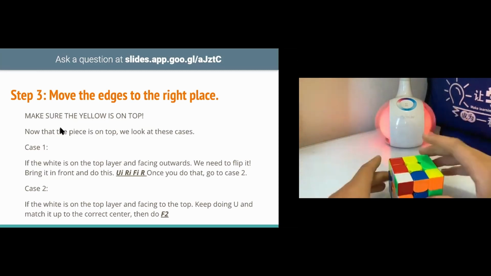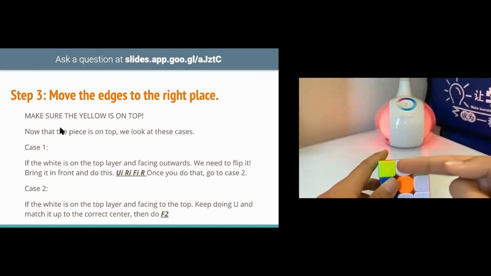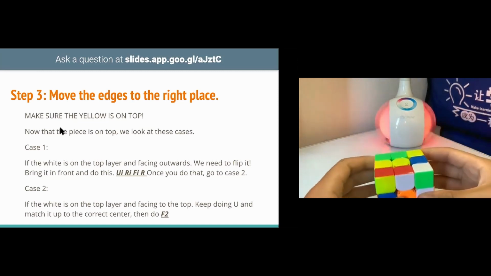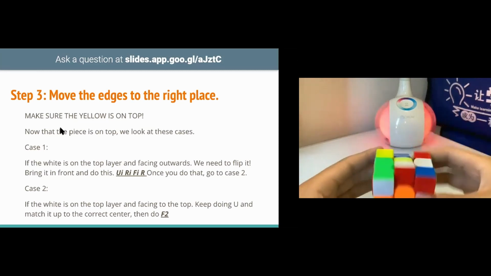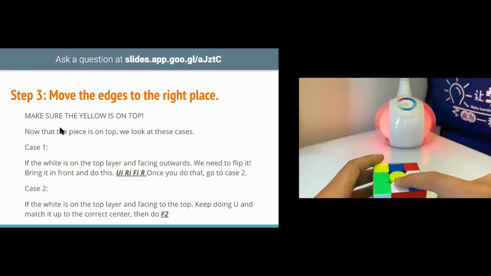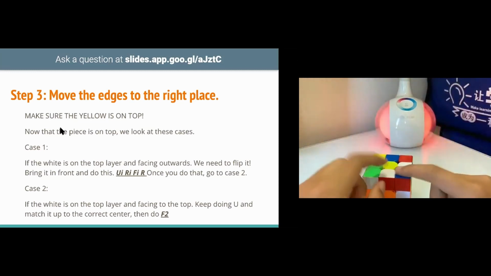If it is doing that, then you're going to turn your cube so that it's pointing towards you. You can look directly into the white, and then you perform the algorithm: U prime, R prime, F prime, R. And now the white will be facing upwards, pointing towards the sky. And this is case two.